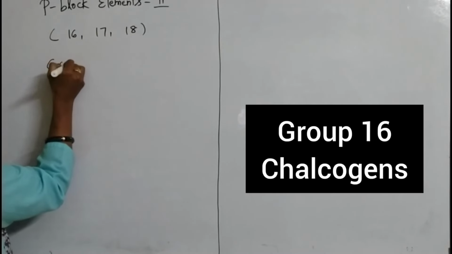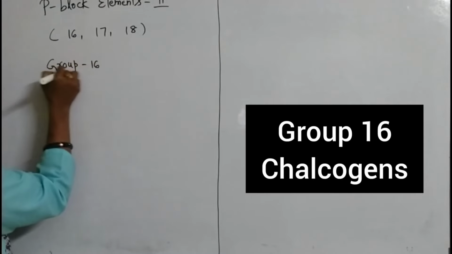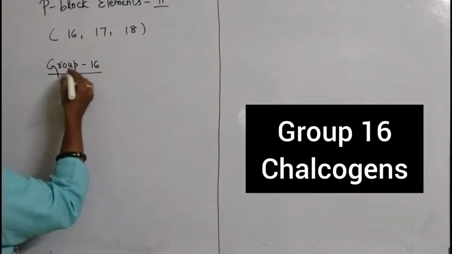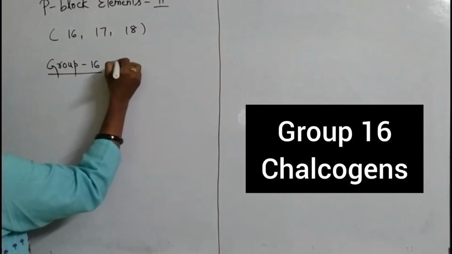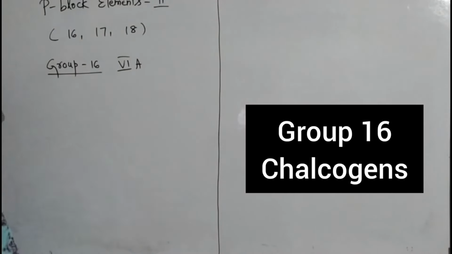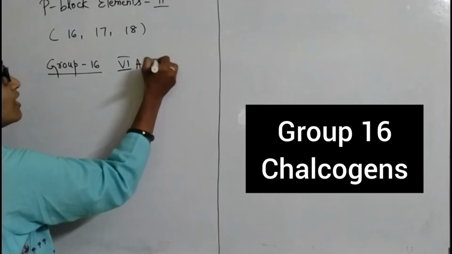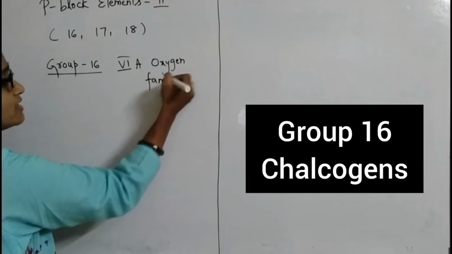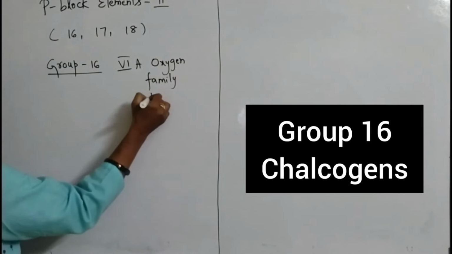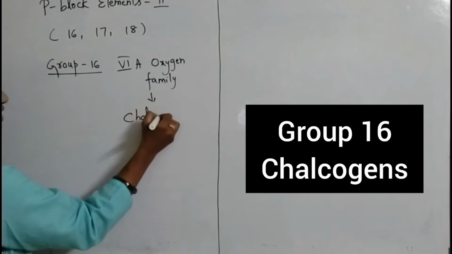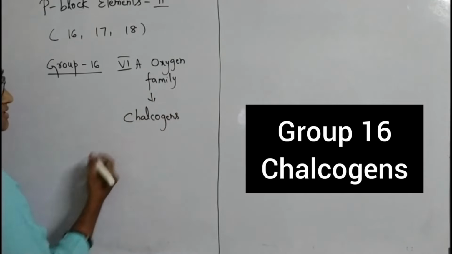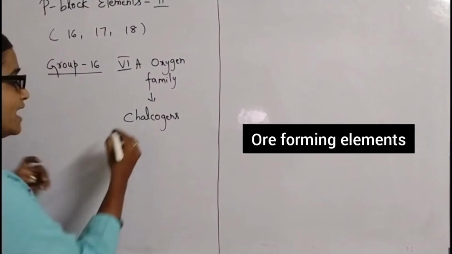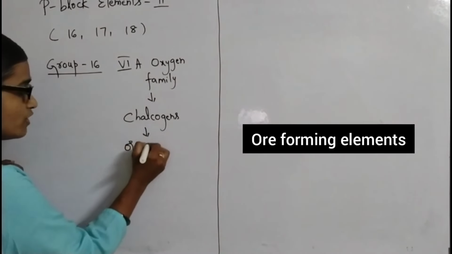If you speak about group 16, group 16 elements are the oxygen family. The 6A group elements are called the 16th group elements, the oxygen family. These are also called chalcogens. The word chalcogens stands for ore forming elements.